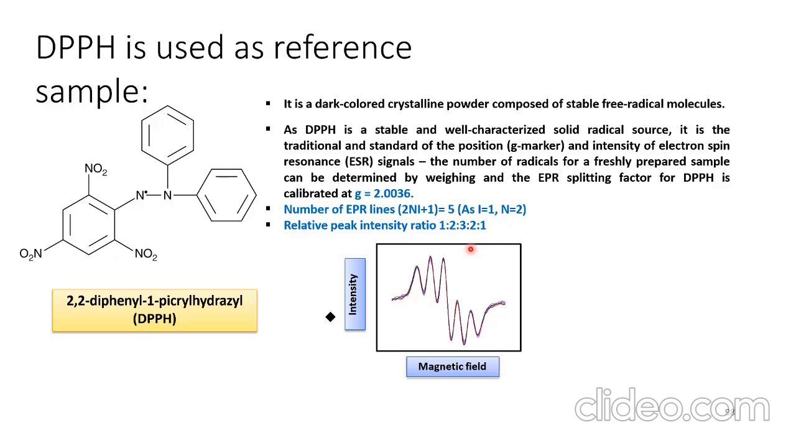The number of EPR lines is 2nI + 1, and if I equals 1 and n equals 2, then it comes to 5. So 5 EPR lines will be there, and the relative peak intensity will be 1:2:3:2:1. As you can see, 1, 2 and 3, then again 2, 1. That is how the intensity ratio comes. Why it comes like this, I'll talk about in later slides.